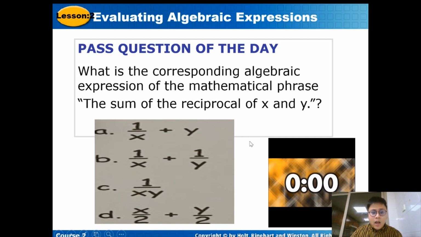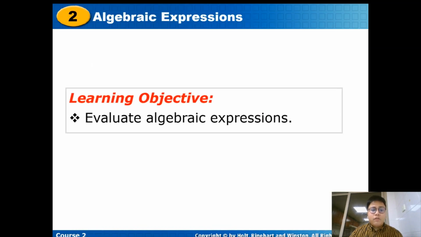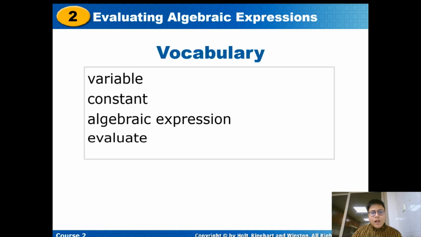Okay, let's proceed now to our learning objective. Write this on your notebook: evaluate algebraic expressions. This will be the objective we are targeting for this day. I hope you already wrote this in your notebook. Let's unlock the important words that you will be encountering later. The first word is variable, second is constant, then algebraic expression, and evaluate.